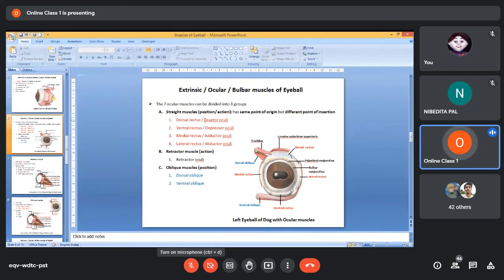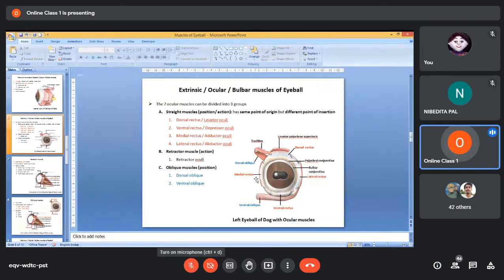Okay, the opposite will be the case for the ventral rectus. Here you see the ventral rectus, the red one I have labeled there. If this muscle contracts, what will happen? The eyeball will turn downward. That is, the eyeball will get depressed. As a result, the ventral rectus is called the depressor oculi muscle.